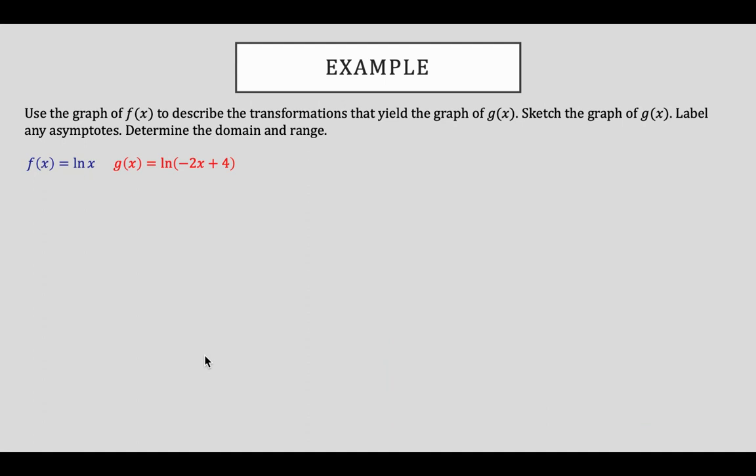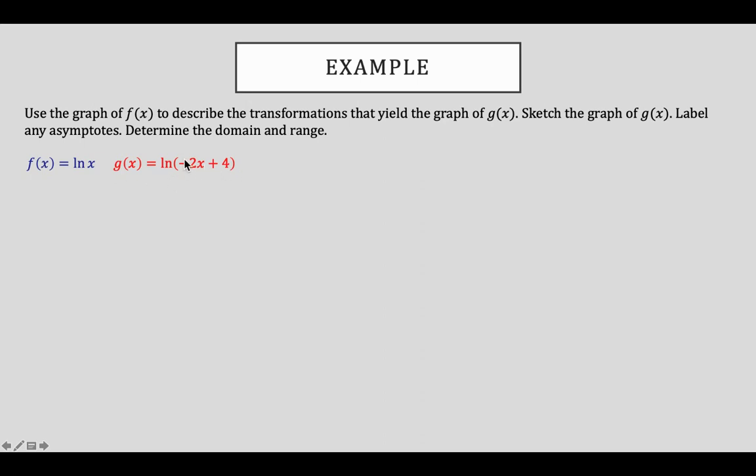All right, let's try one more. Use the graph of f of x to describe the transformations that yield the graph of g of x. Sketch the graph of g, label any asymptotes, and determine the domain and the range. So again, here we have our parent function, ln of x, and what is different.